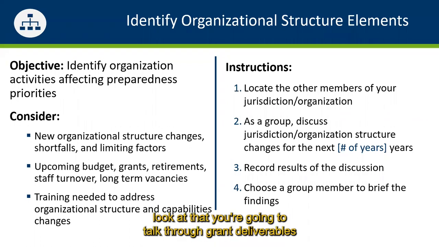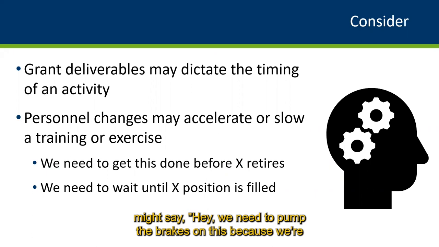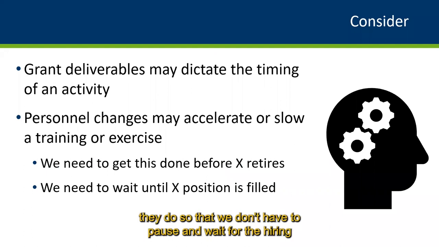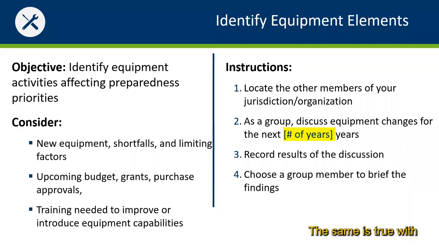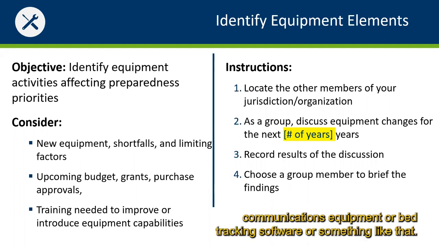As you look at that, you're going to talk through grant deliverables dictating the timing and personnel changes. So somebody might say, hey, we need to pump the brakes on this because we're going to have an interim director of X program for the next 6 weeks or 6 months. Or maybe it's that somebody's going to retire and we really need to get this done before they do so that we don't have to pause and wait for the hiring process and a new person to get oriented. The same is true with equipment. If we're looking at structural changes, we need to look at equipment and things like radio equipment or communications equipment or bed tracking software or something like that.